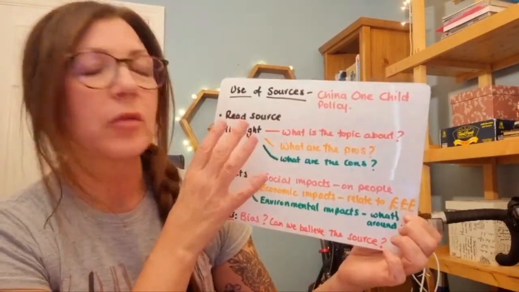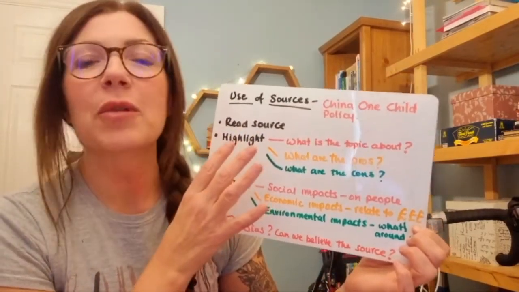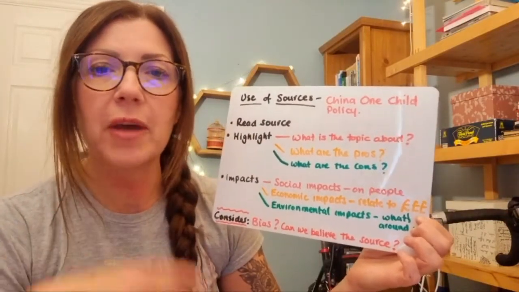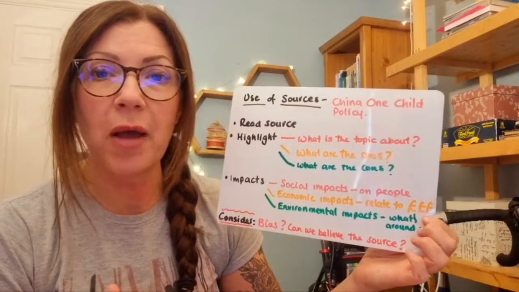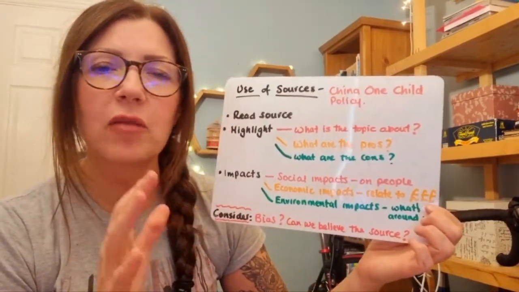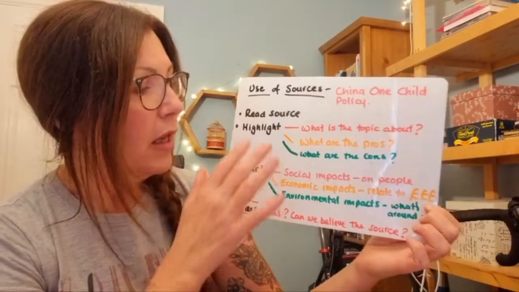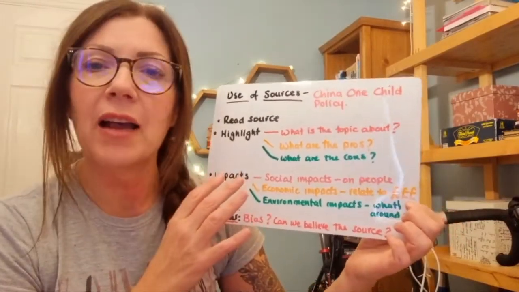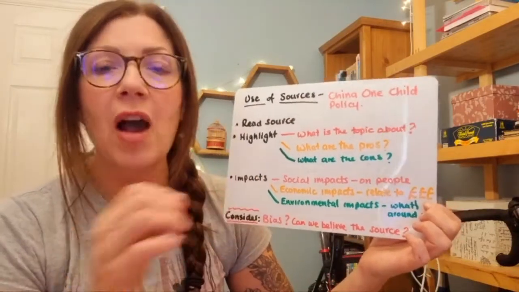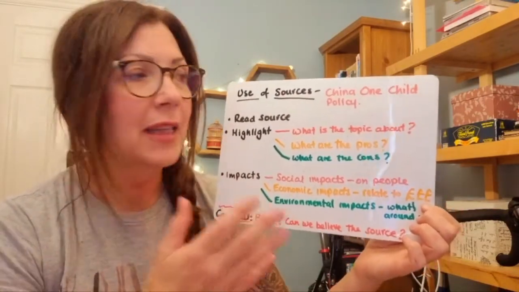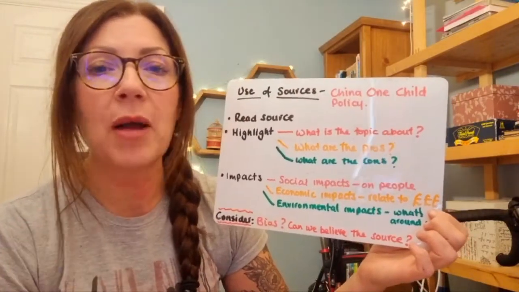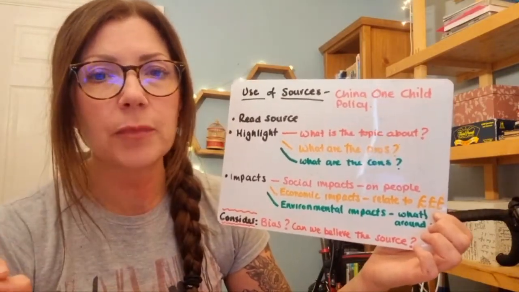So the first thing we would do is we would read the source, okay? And I would suggest that you read all of it without doing anything else. Just have a read through it to give you an idea of what the whole source is about. The next thing you can do then is you can highlight the source. Now there's two different ways that you could highlight sources. The first one is you can look at highlighting the general information about what the topic is about. So highlight anything that tells you, in this instance, what is the one-child policy and how does it work? What is the policy about?